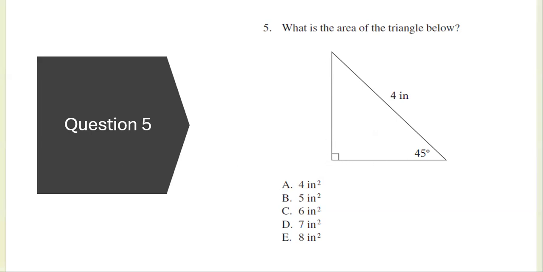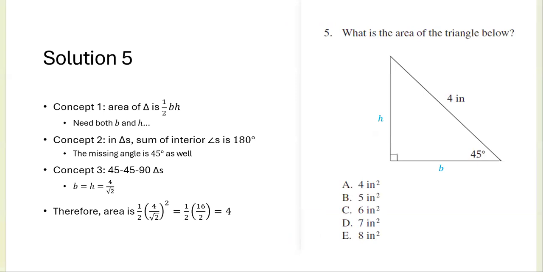Okay. In this case, for this 45, 45, 90 triangle, the base and the height are the same length. And so base and height are equal to 4 over root 2 by the special triangle. By the way, this angle is also 45 because, again, these three angles must sum up to 180. So therefore, the area is half times 4 over square root of 2 squared. So if you square this guy, square the top, that's 16, square the bottom, that's 2. So then it becomes 16 over 4, which is 4. Answer is A.